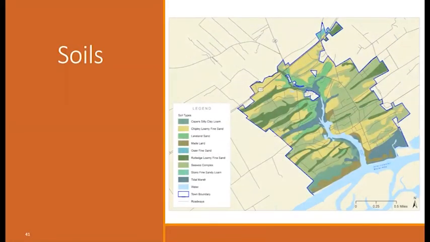The town is comprised of a variety of sands and loamy soil types. Just generally speaking, these soils tend to be fast draining, they have a high frequency of flooding, they tend to be flat without any kind of slope, and also tend to not be great for most agricultural types.